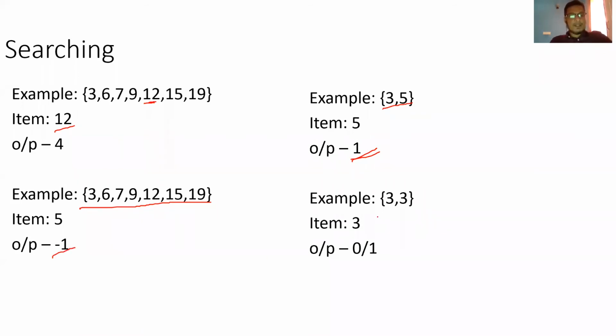Similarly, in this case you are trying to search for the item 3 and find at which index it exists. The output can be either 0 or 1. Both are correct, because the array contains 3 at both indexes: index 0 has 3 and index 1 also has 3. This is how searching works, and there are a few basic searching algorithms.